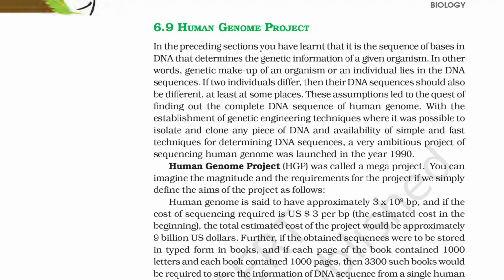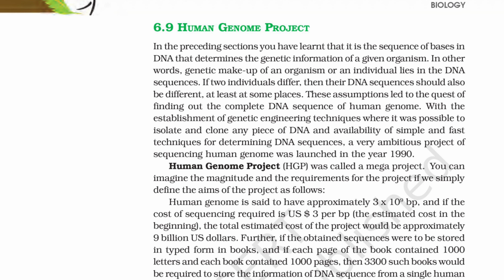Human Genome Project. In the preceding sections you have learned that it is the sequence of bases in DNA that determines the genetic information of a given organism. In other words, genetic makeup of an organism or an individual lies in the DNA sequences. If two individuals differ, then their DNA sequences should also be different, at least at some places. These assumptions led to the quest of finding out the complete DNA sequence of human genome.